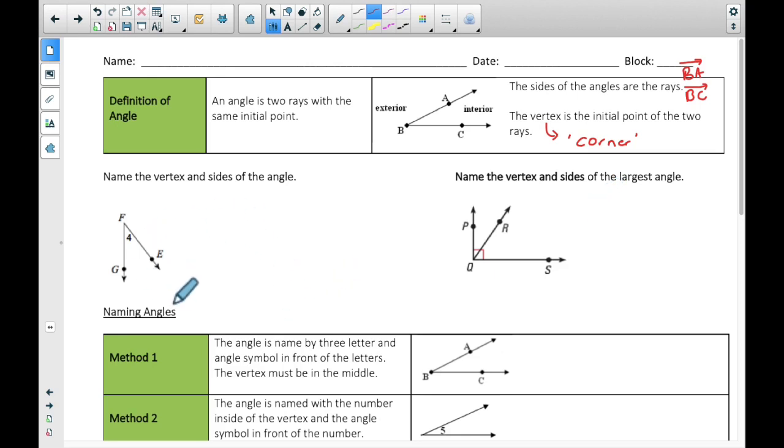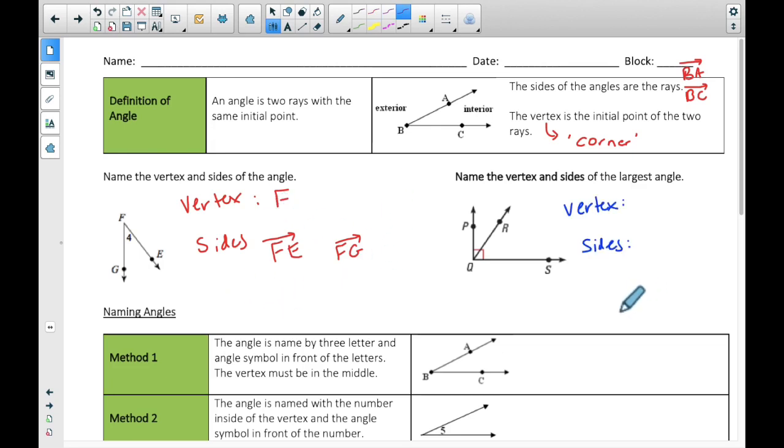Okay, name the vertex and the sides. So we need to think of what's the vertex and what are the sides. Well, first of all, a vertex is always a point. It's the corner, it's the pointy part. It only has a single letter, that is F. What are the sides? The sides are always rays. So one of them is ray FE and the other one is ray FG. Those are the two sides, and that is the vertex.